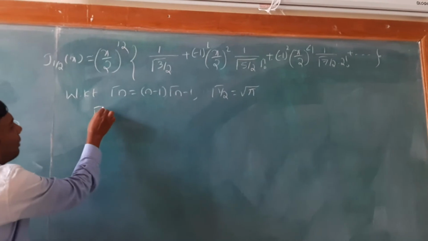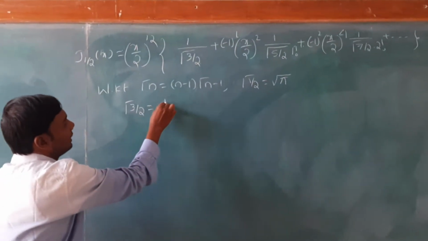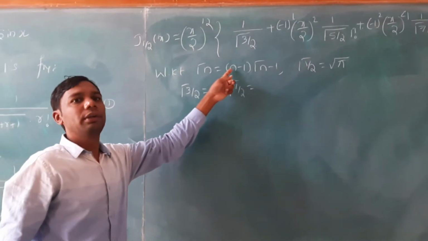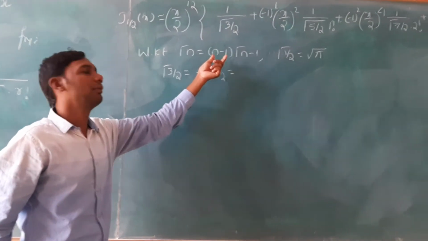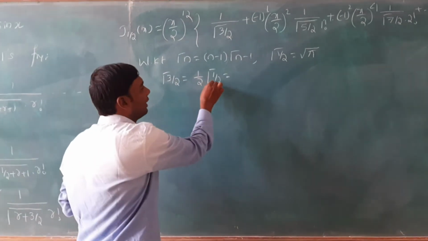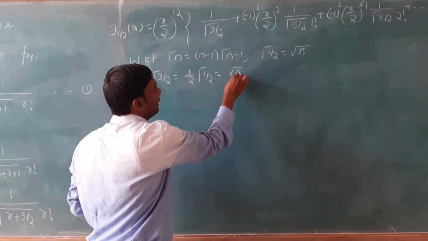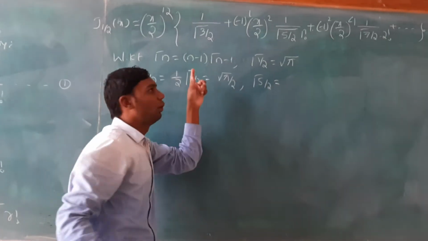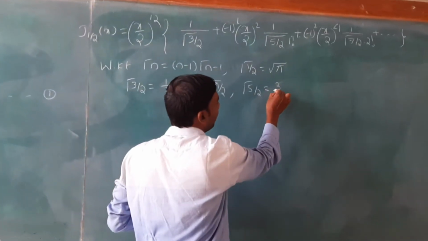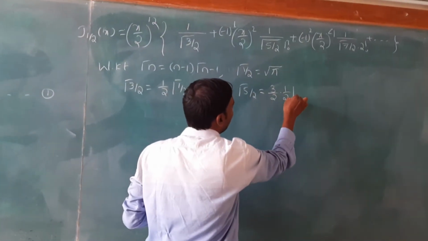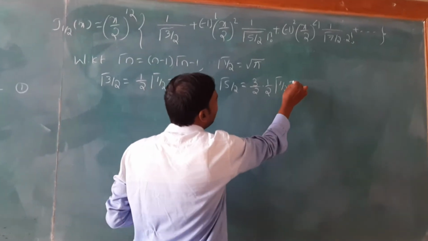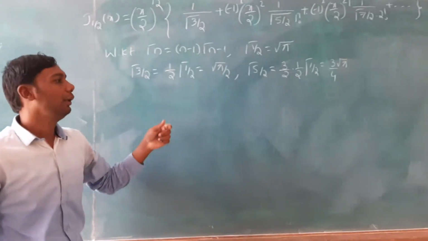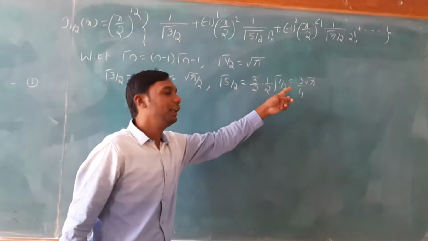Gamma of 3 by 2 is 1 by 2 into gamma of 1 by 2. If you put n is equal to 3 by 2, you get 3 by 2 minus 1, which is 1 by 2, so 1 by 2 into gamma of 1 by 2, and gamma of 1 by 2 is root pi. Therefore, it is root pi by 2. Similarly, gamma of 5 by 2 means put n equal to 5 by 2, we get 3 by 2 into 1 by 2 into gamma of 1 by 2. So this becomes 3 into root pi by 4.